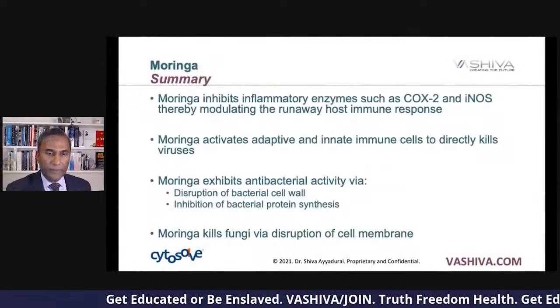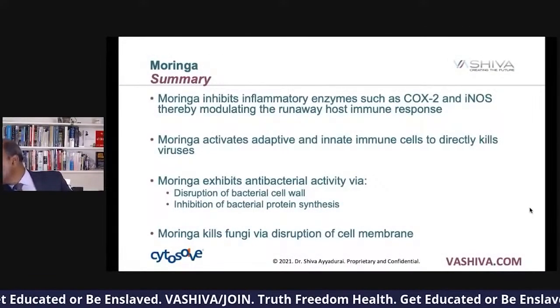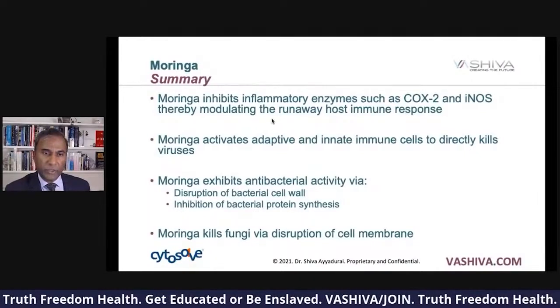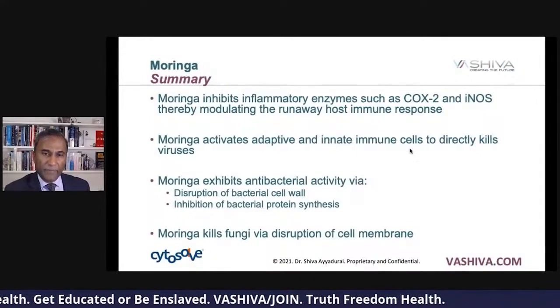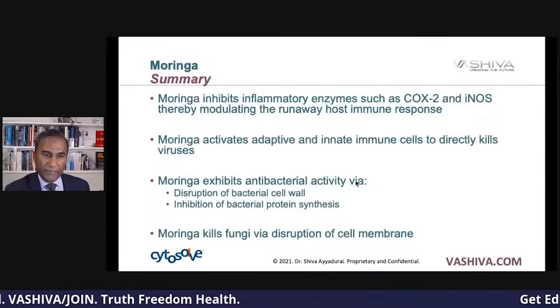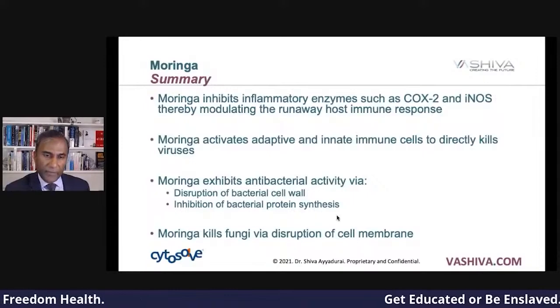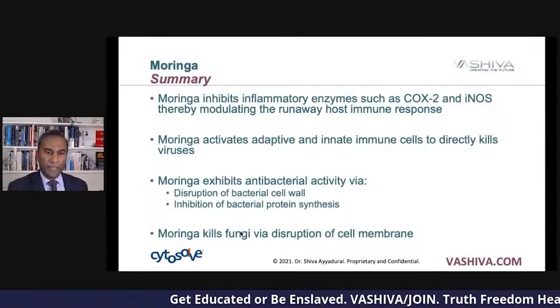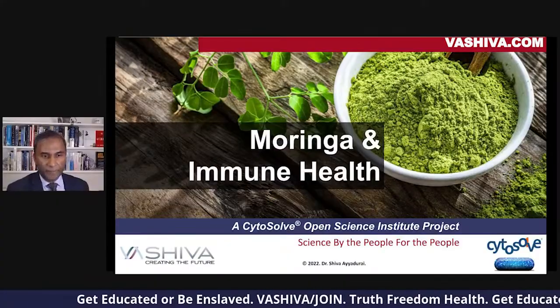So in conclusion, when we look at it, Moringa has the following capabilities. It inhibits inflammatory enzymes such as COX-2 and iNOS. It activates the adaptive and innate systems to directly kill viruses. It exhibits antibacterial activity, disrupts the cell wall, inhibits bacterial protein synthesis, and it also kills fungi via disruption of the cell membrane. There you go.